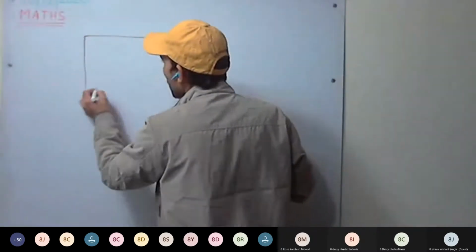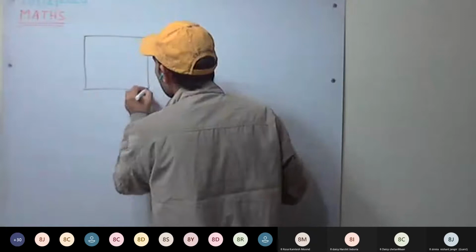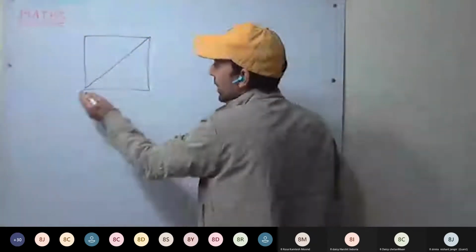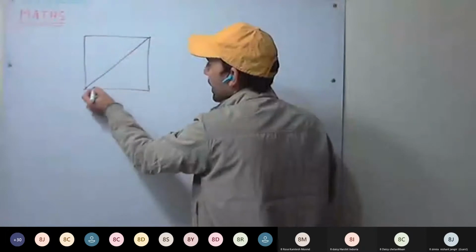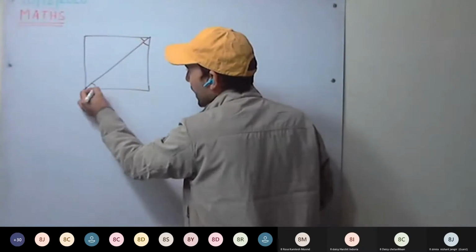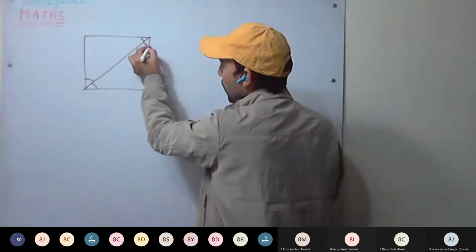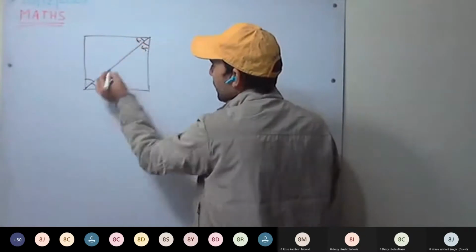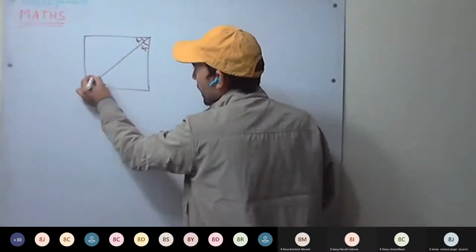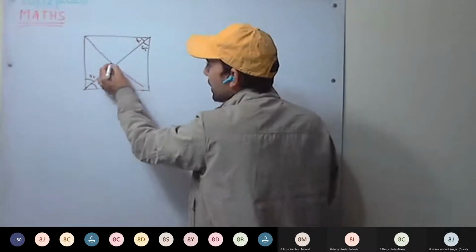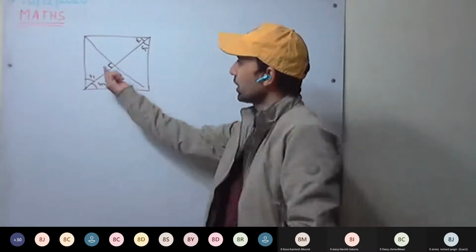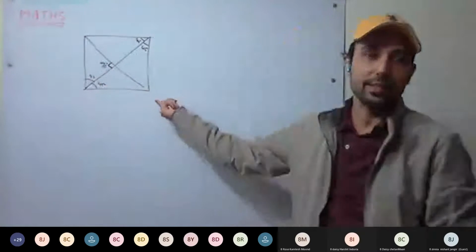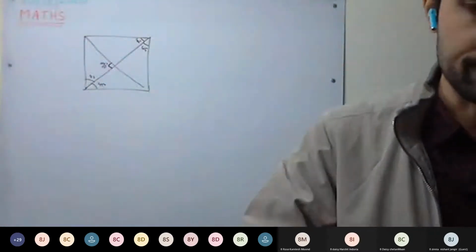Sixth one, it is a square. So diagonals, what do they do? Diagonals bisect the angles. So these angles all will be equal, and this whole angle is 90 degrees, so this will be 45 degrees. Diagonals bisect the angle. And diagonals meet at right angle. So here it is 90 degrees because diagonals in a square meet at 90 degrees. These are the reasons.